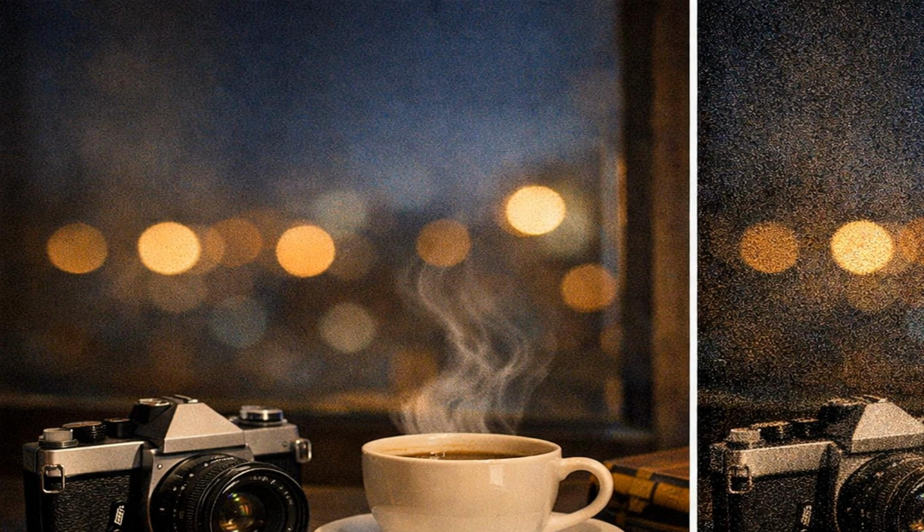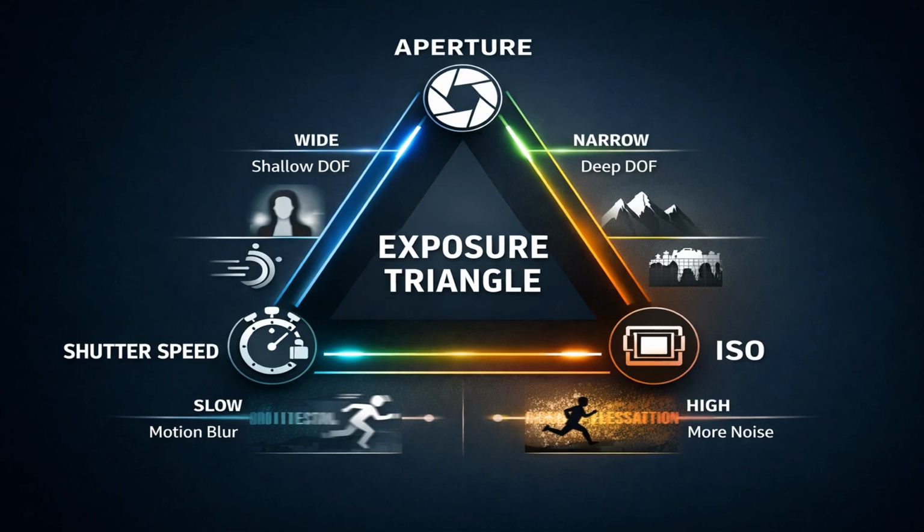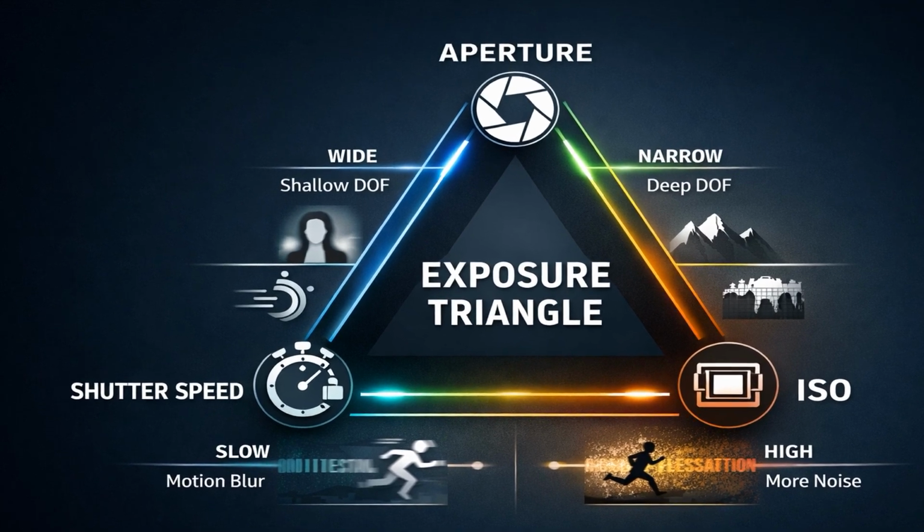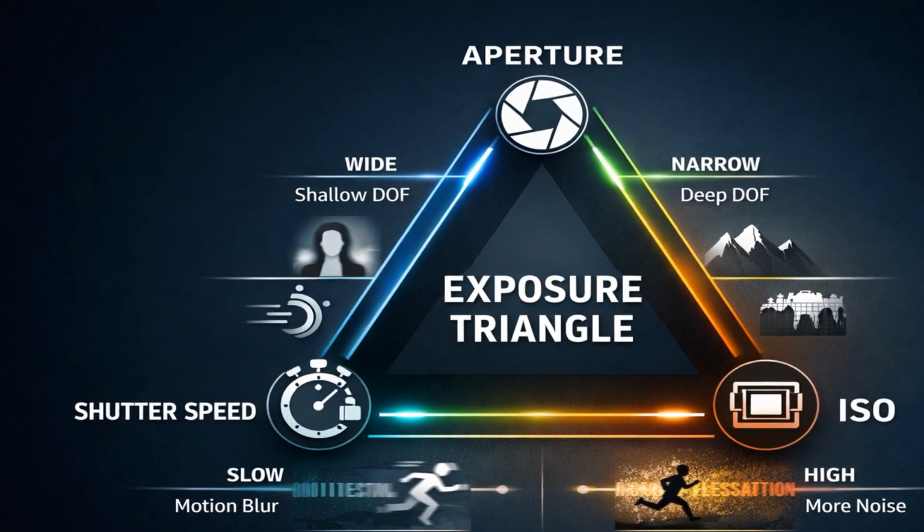Next, we have shutter speed, measured in fractions of a second. This is how long your camera's shutter remains open, exposing the sensor to light. A fast shutter speed means the shutter opens and closes very quickly, letting in less light but freezing motion. This is essential for capturing fast-moving subjects like sports or wildlife. A slow shutter speed means the shutter stays open longer, letting in more light but introducing motion blur. This can be used creatively to show movement, like silky smooth waterfalls or light trails from cars at night.